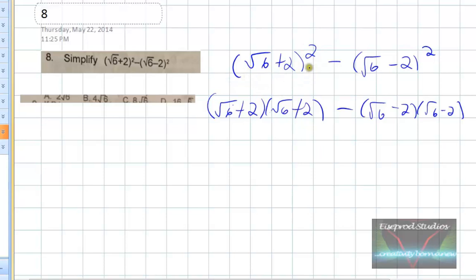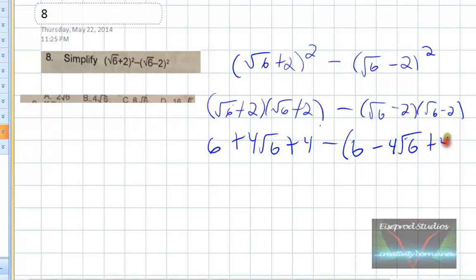Since it's this quantity squared, I wrote it out squared, and this quantity squared, I wrote it out squared. And so now all we have to do is find out what these are. So this would be the square root of 6 times the square root of 6, which would just be 6. Then we'd have 2 root 6, and another 2 root 6 would make 4 root 6. And lastly, we'd have plus 4. Over here, we'd have, again, 6 for the first part. Then we'd have negative 4 root 6. And then we'd have plus 4. Don't forget to distribute this minus sign. So we're going to leave this first part.